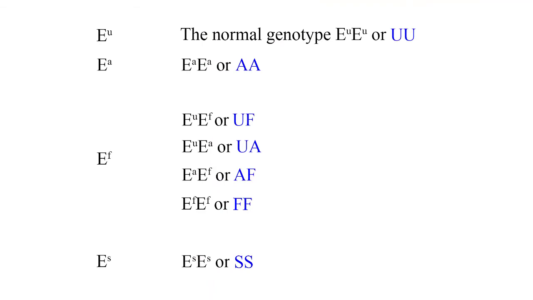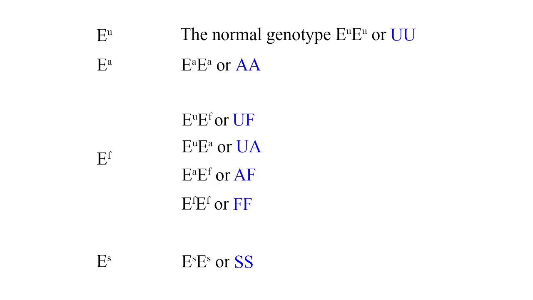Four of the most common allelic forms of the cholinesterase gene are designated as EU, EA, EF, and ES, which can be combined to form one normal and 9 abnormal phenotypes. The normal, most common phenotype is designated as EU or UU. U stands for usual. The gene EA is referred to as the atypical gene.